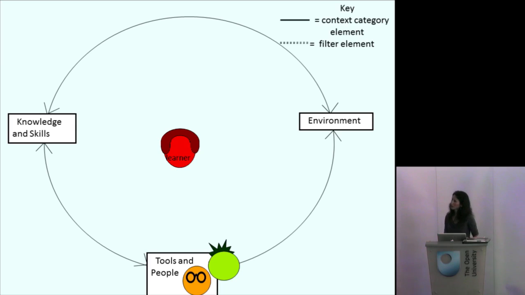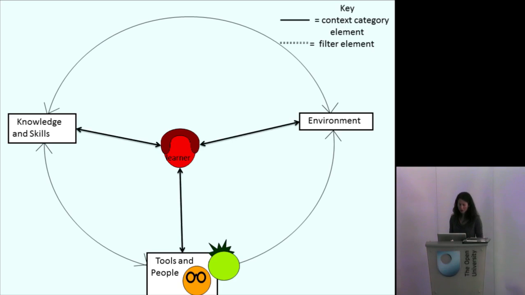So what the framework does, it models the learner's context based on identifying the different resources in the context and then grouping them into different categories. So knowledge and skills, that represents the learning goal, what it is that the learning experience is about. The tools and people might be teachers, parents, online resources, and then the environment in which the learning takes place.